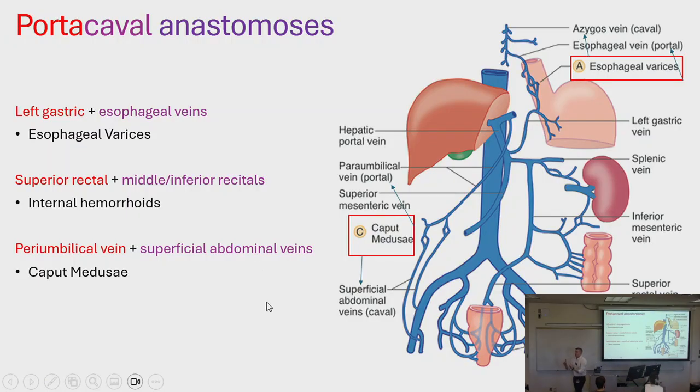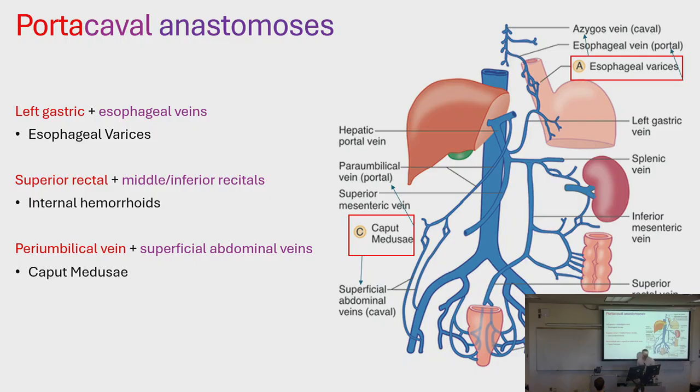So an important thing about the portal system: does it have valves, or doesn't it? It doesn't have valves. Okay, that allows blood to back up. So this can cause dilation at the junction where you have the portal system and the vena cava system coming together, and that's going to cause varices. Okay, so there's three major regions that we need to be concerned about. The first one, probably the deadliest, is going to be where your left gastric, which is part of your portal or caval system.